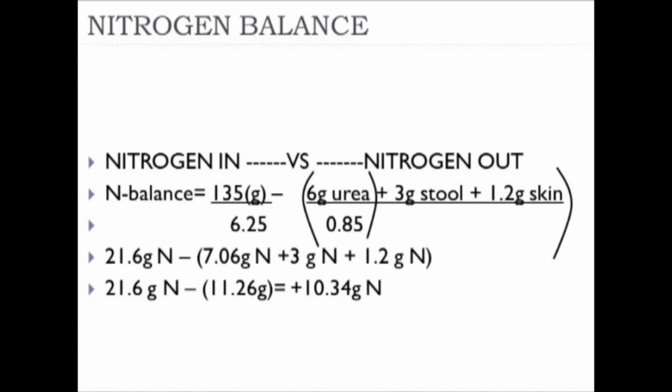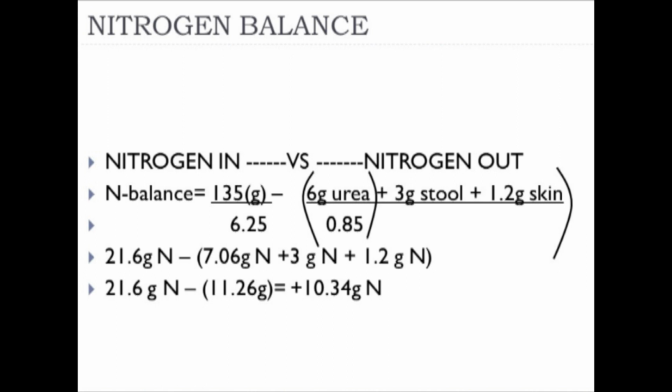So now, in executing this particular equation on nitrogen balance, I propose that an individual who's consuming 135 grams of protein and whose urea nitrogen is 6 grams, the amount of nitrogen in the stool is 3 grams, and the amount of nitrogen found from sloughed off skin is 1.2 grams. The question then is, is this patient in nitrogen balance?